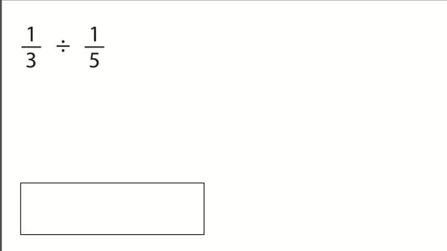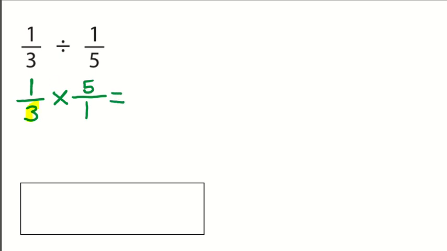Okay, let's do another one. Once again, I'm going to do my keep, change, flip. So I'm going to keep this fraction on the left the same. I'm going to change the sign to multiplication, and I'm going to flip. I'm going to put my 5 up top and 1 on the bottom.